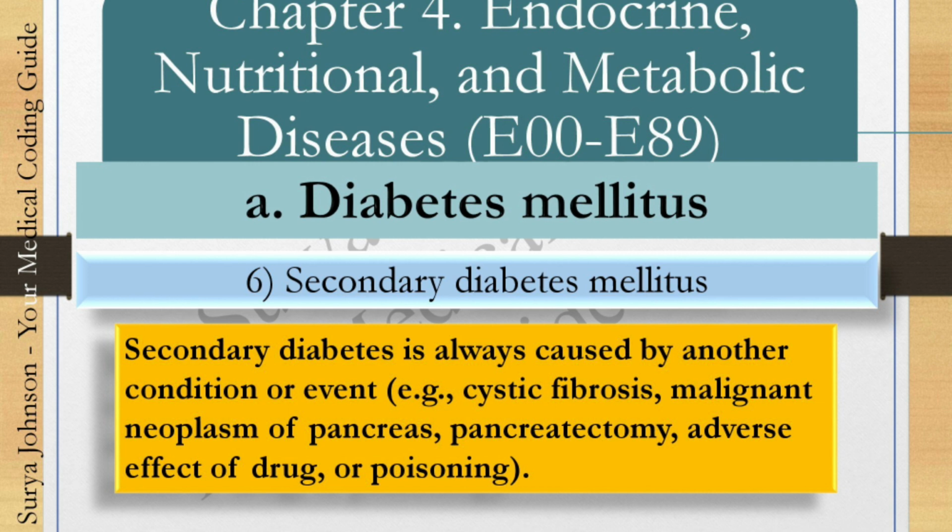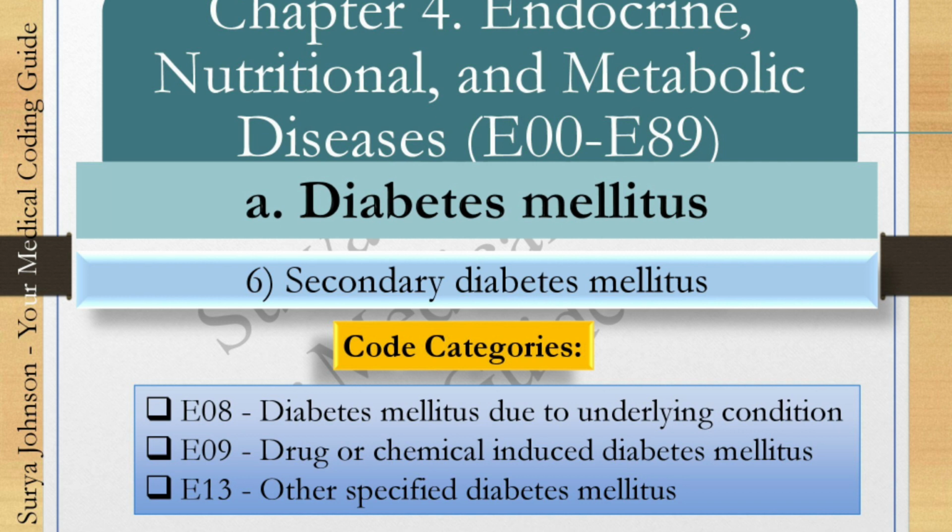So the code categories under secondary diabetes mellitus are E08, which is DM due to underlying condition, E09, drug or chemical induced diabetes mellitus, E13, other specified diabetes mellitus. So in these scenarios you should code for the secondary diabetes mellitus.